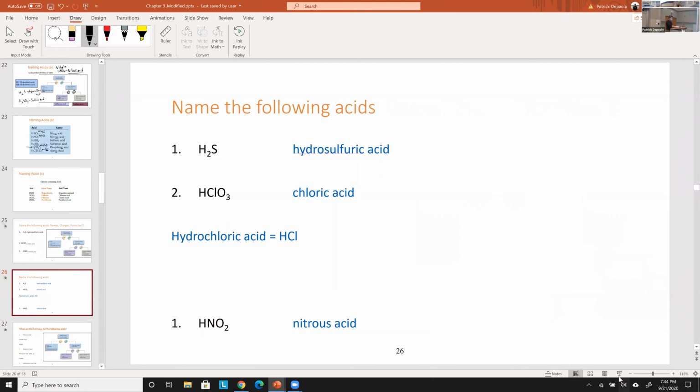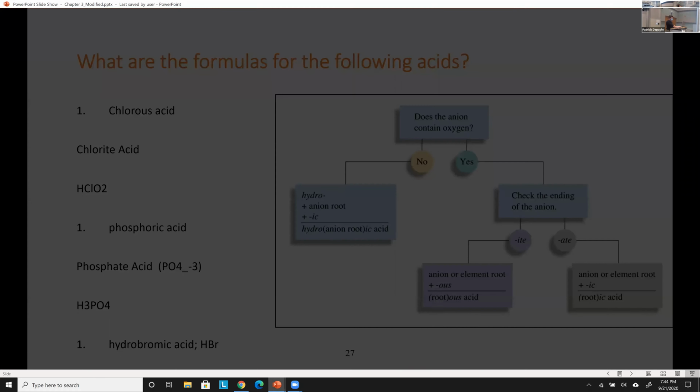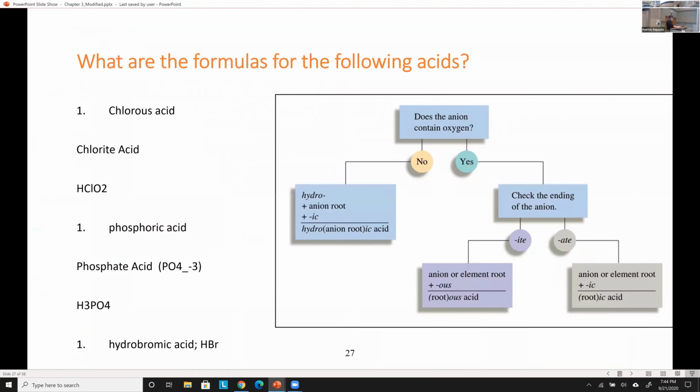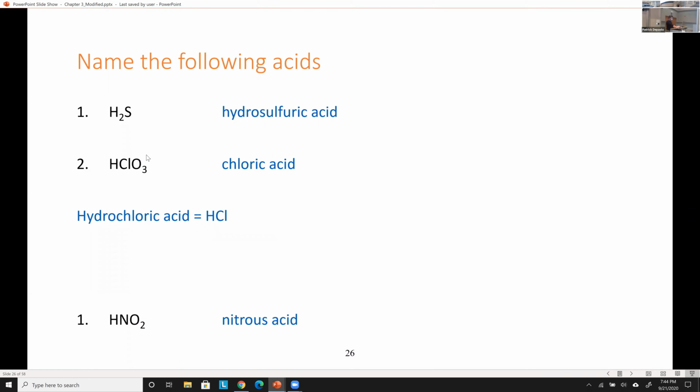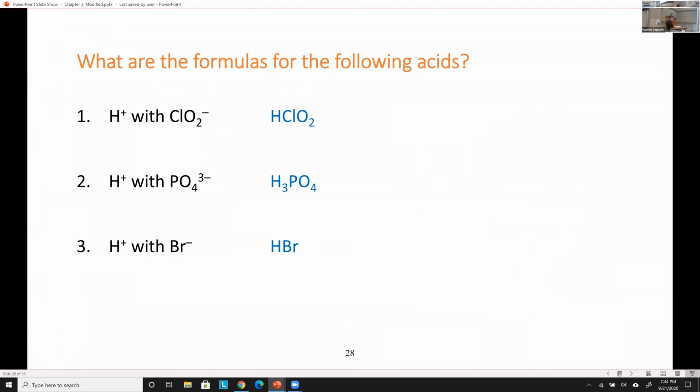All right. Let's see some others. We went over hydrosulfuric, chloric, and nitric. We went over those already. Okay, so let's name these. We're already here. So let's name these.